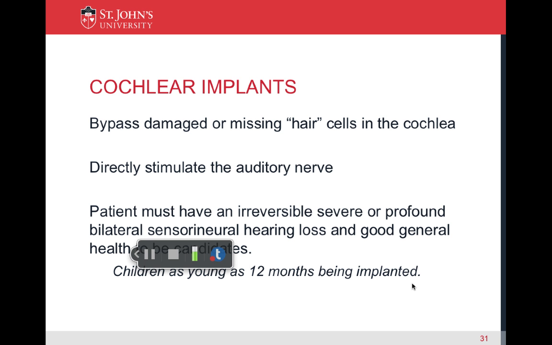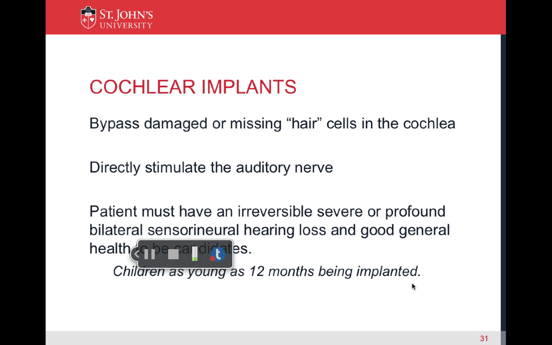There are also cochlear implants. Cochlear implants bypass the damaged or missing hair cells in the cochlea, and they directly stimulate the auditory nerve. So this gets around the problem of the cochlea being damaged by directly stimulating the auditory nerve, but again, it's a different sound than what the person is used to. It's processed speech. It's not a quick fix. Not everybody is successful with cochlear implants, and there is a big adjustment period.